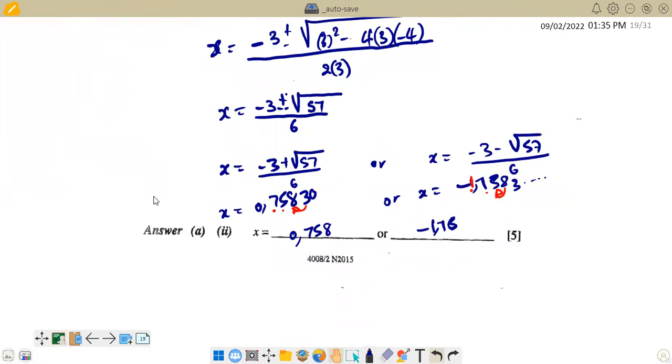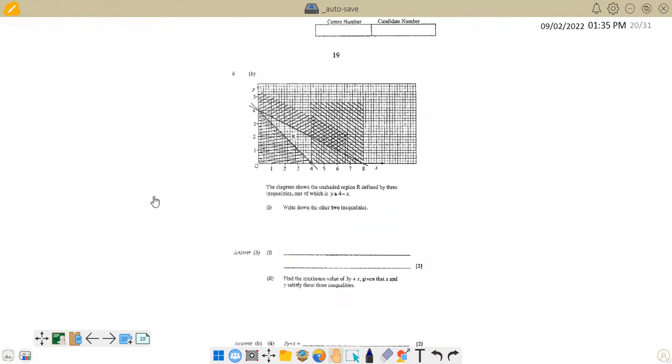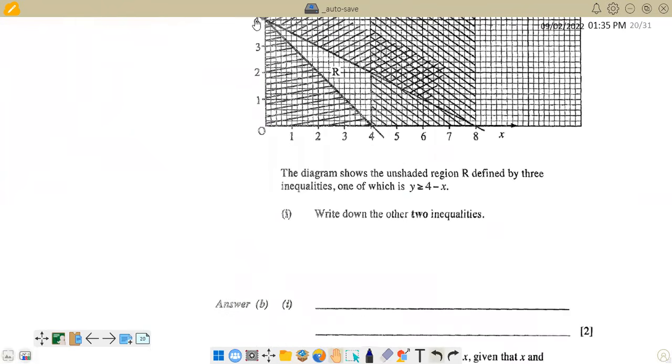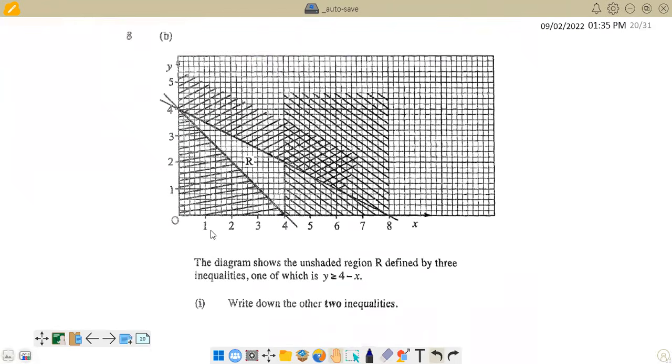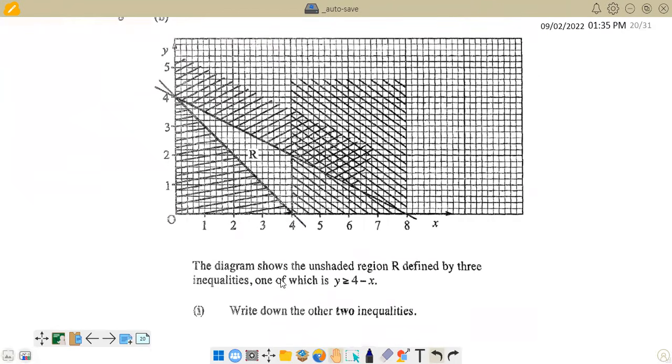Okay, so let's see the other part of the question. Now we are given the inequalities. That is the part on inequality, so remember your inequalities, guys. Here we are given that the diagram shows the unshaded region defined by one of the inequalities, this one, which is y is greater than or equal to minus 4. How am I going to know this? Just focus here on the y-intercept. Yes, the y-intercept here is at 4.